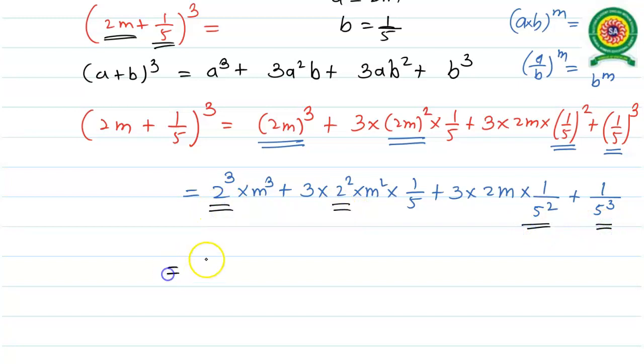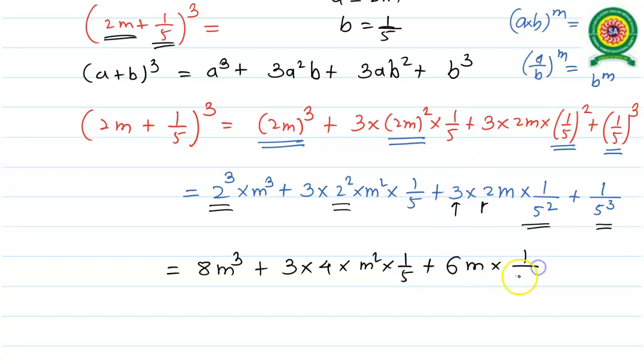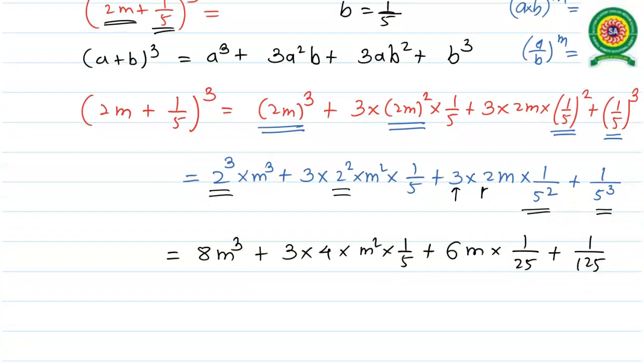So that 2 cube becomes 2 2s are 4, 4 2s are 8, into m cube as it is, plus 3 into 2 square becomes 4, into m square into 1 by 5, plus 3 2s are 6, so I am writing 6m into 1 upon 5 square becomes 25, plus 1 upon 5 cube, 5 5s are 25, 25 5s are 125.